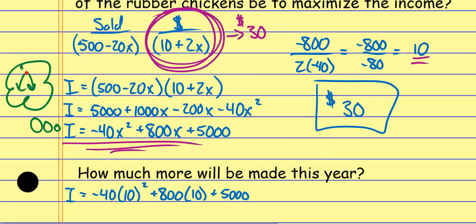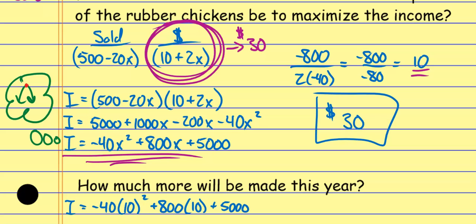Option number 2, and you might actually find this easier, is to go back up here and find out how many we're actually going to sell. I'm curious, I want to know how many customers I lost. So let's plug that 10 in here and find the number sold. That's 500 minus 200, which is 300. So I'm only going to sell 300 this time.